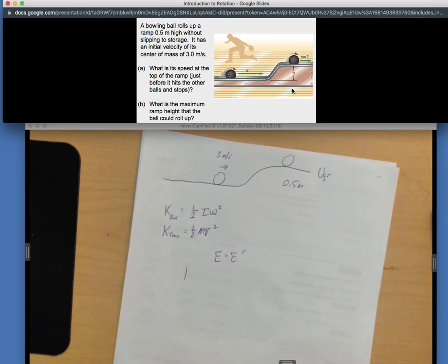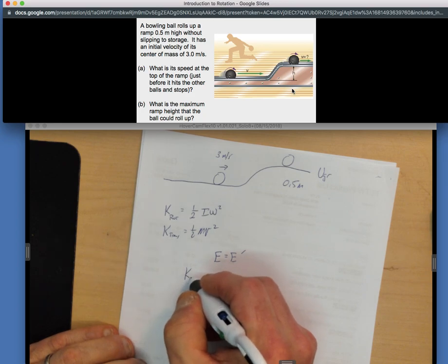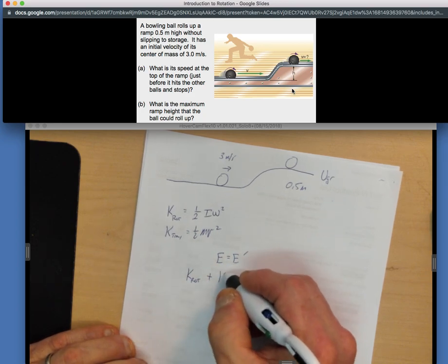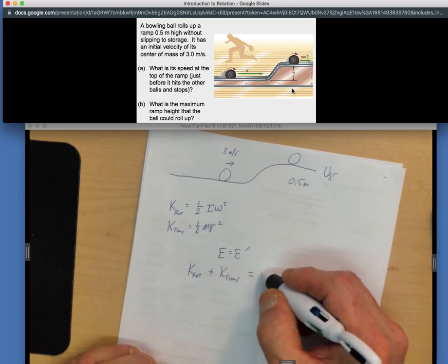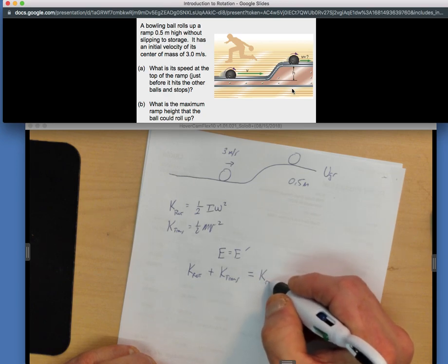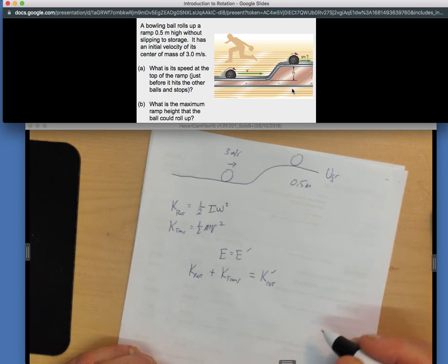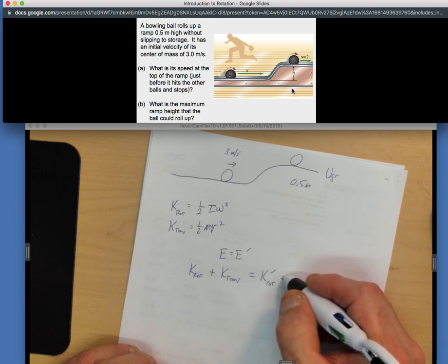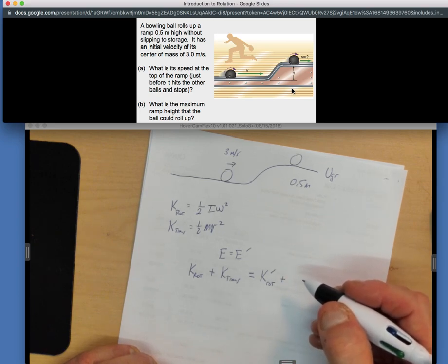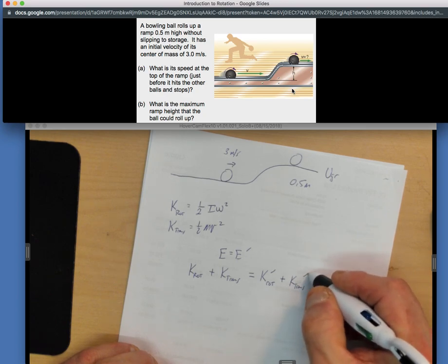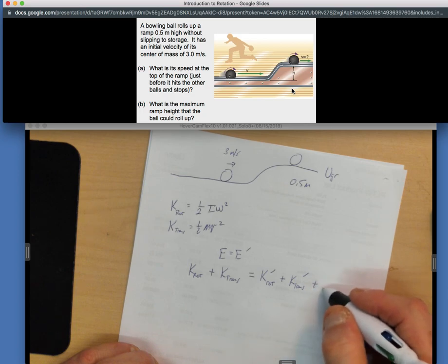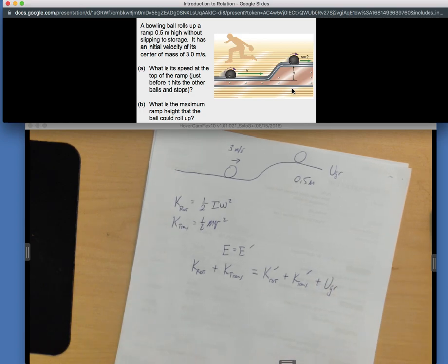What kind of energy does it have before it hits the ramp? It has rotational kinetic energy, and it has translational kinetic energy. It's rotating and translating, right? And then up at the top, it's still rolling, so it's still got K rotational after the fact, and it's still moving down the line. So it's still got K translational, and it's got U gravitational, PE, which is mgh.